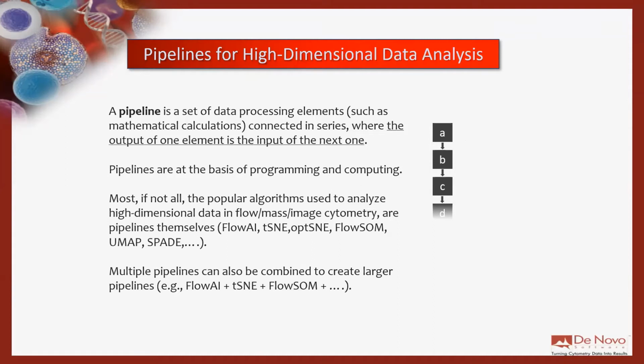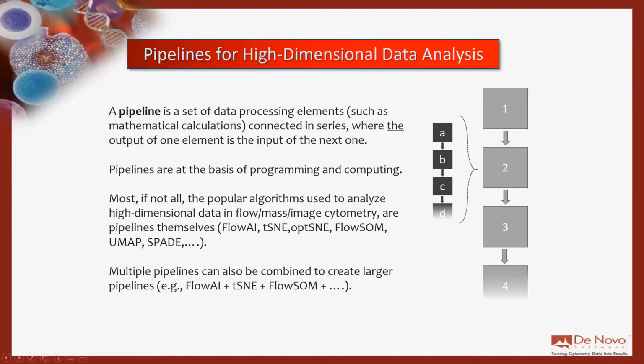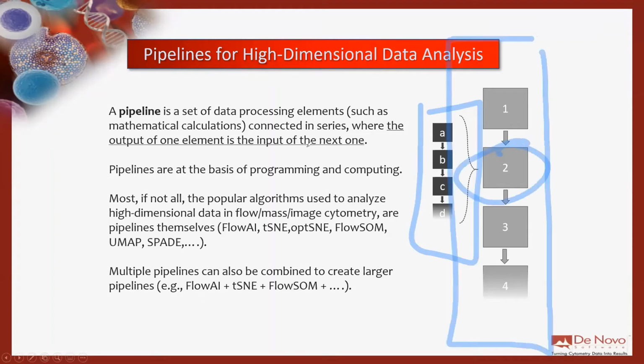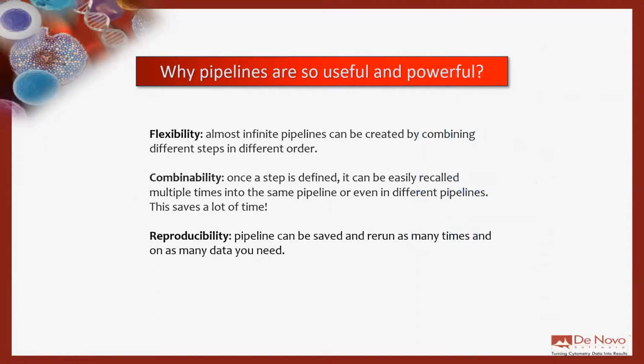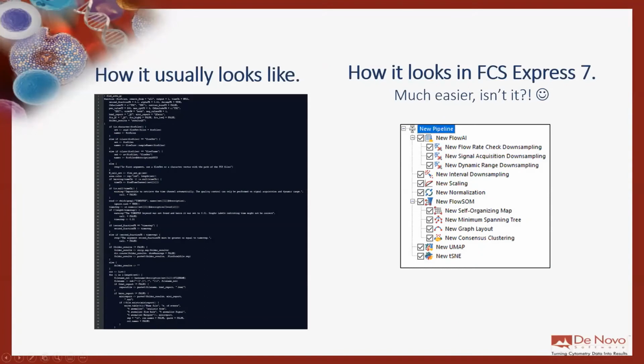You can also create very, very big pipelines, in which a small pipeline can be a part of a larger pipeline. So why are pipelines so powerful? Because they are flexible, because they can be combined, because they are reproducible. And you might say, well, why didn't we start using pipelines 10 or 20 years ago? Well, because a pipeline usually looks like this. They are really like a programming language. And it took more than 1 year to make things much easier for our users.